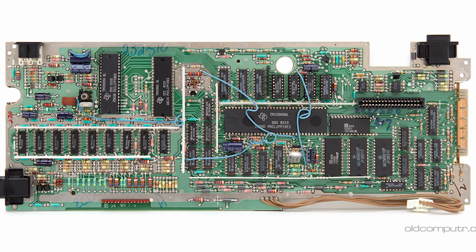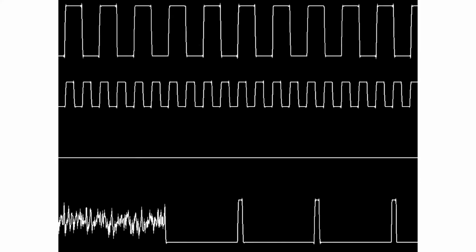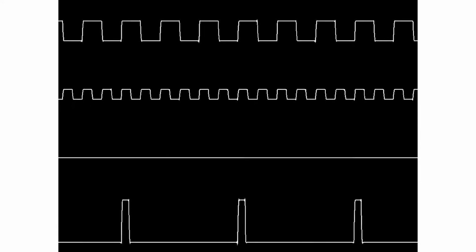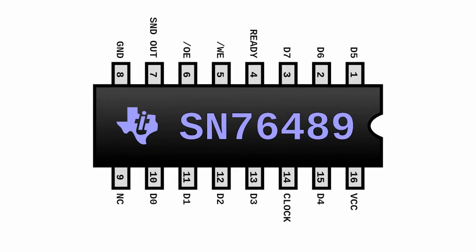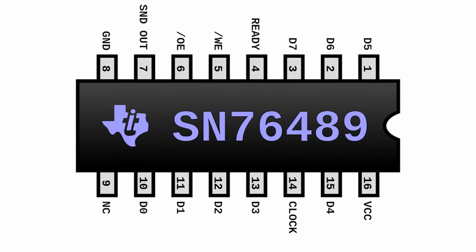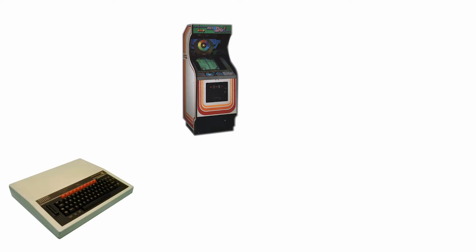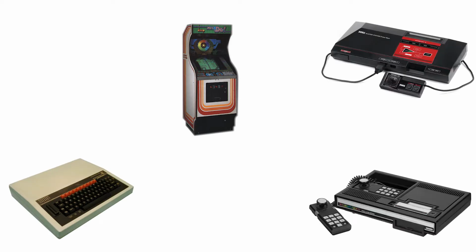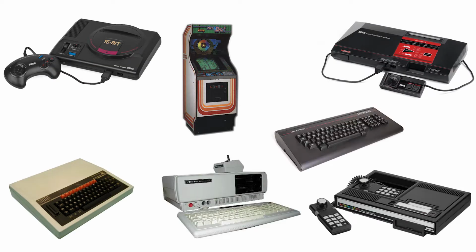The TMS 9919 sound chip allowed the 4A to produce 3 simultaneous square wave voices in addition to 1 noise channel. The chip was the basis for the SN76489, which was used in arcade machines, BBC Micros, Coleco, Sega Master System and Genesis, the Tandy 1000 and more.